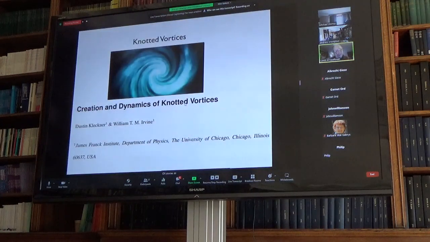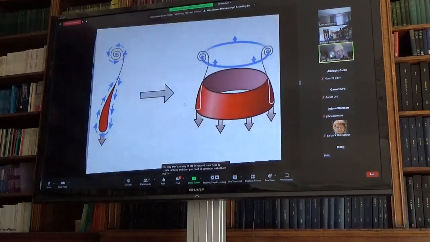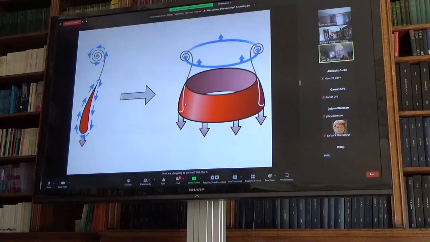So, as I said, it wasn't until around 2012 that Kleckner and Irvine actually produced definite knotted vortices in a fluid that you could see. It's curious, they aren't so easy to see in nature, and you need to create vortices, and then you need to somehow make them knotted. How are you going to do that? Well, this is the idea.